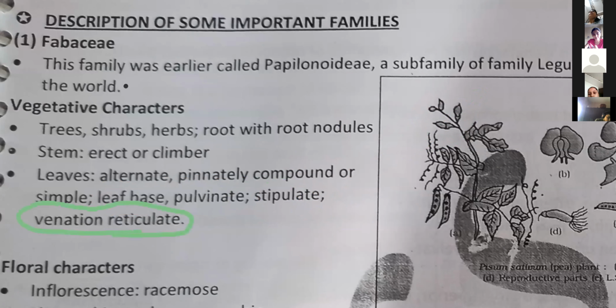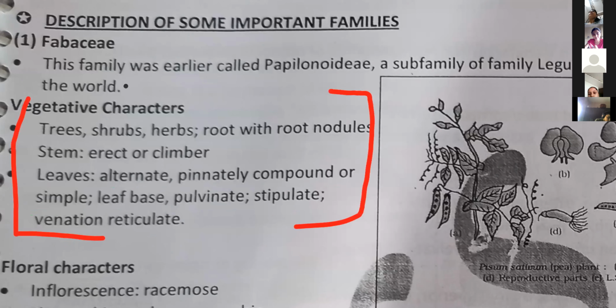Venation, what type? Reticulate. So leaves in that: phyllotaxy alternate, type of leaf pinnately compound or simple, leaf base pulvinate, stipulate, and venation reticulate. This much you will have to prepare for vegetative characters of root. Are you all clear with this?